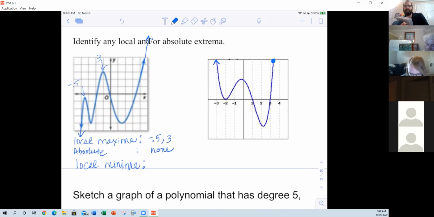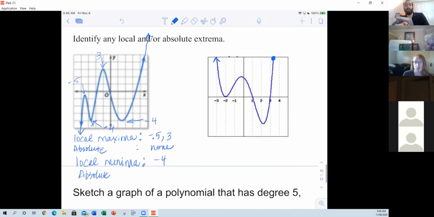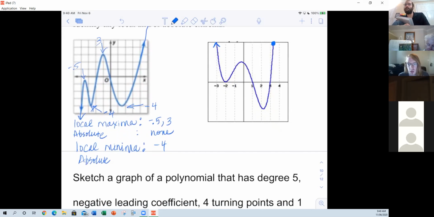I got -4. I guess it's twice over, but do we just put it once? Yeah, you can just say it one time. Okay. Yeah, it's -4 twice, right? What about absolute minima? Also none, right, because this thing keeps going down and down.